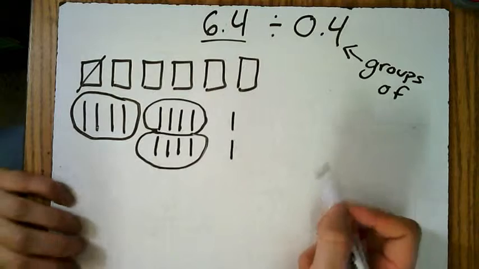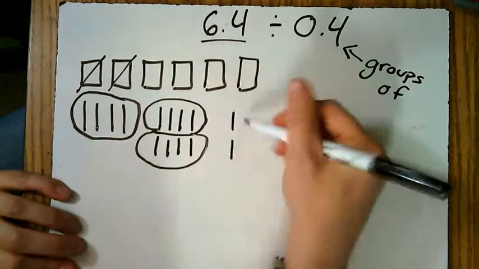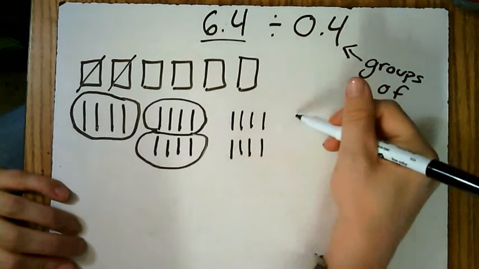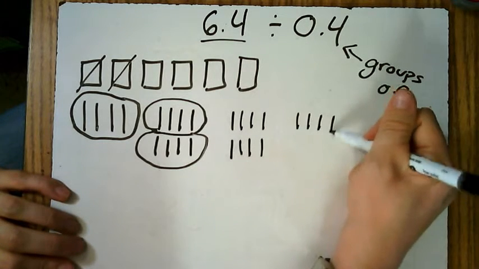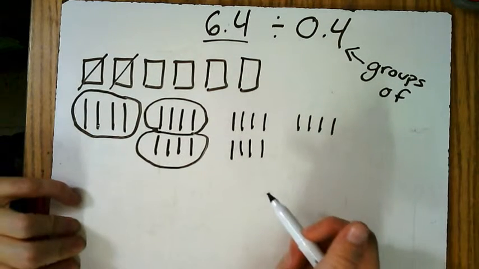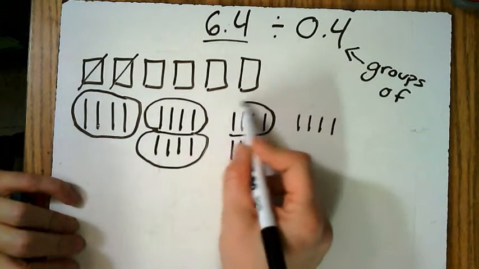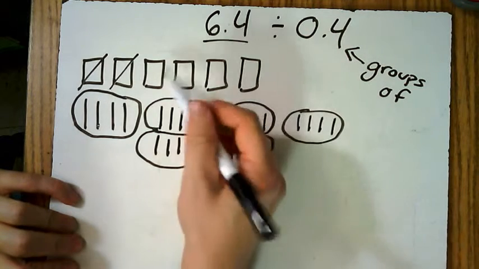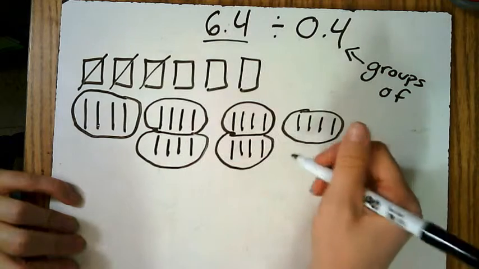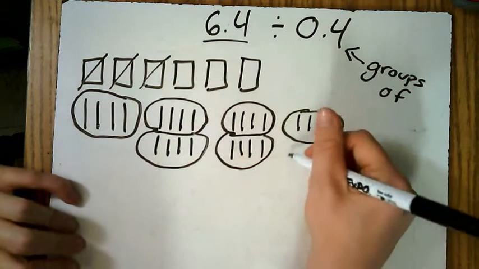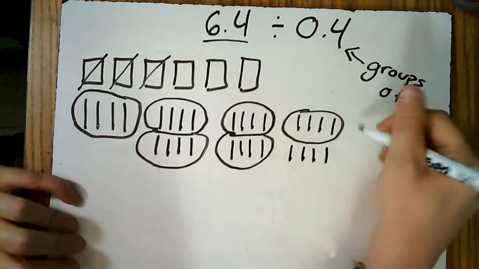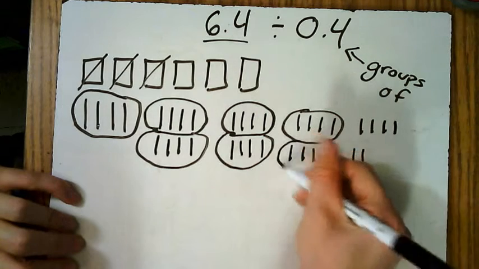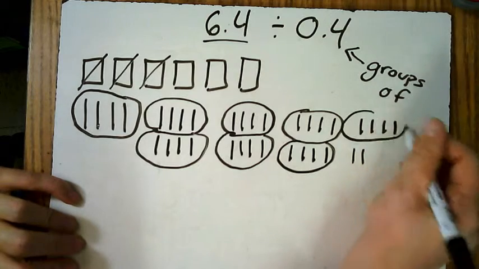So I'm going to do the same thing with my next whole. 1, 2, 3, 4, 5, 6, 7, 8, 9, 10. Oh, that worked out nicely, didn't it? So I have some more groups of 4. All right, let's split up my next whole into 10 tenths. 1, 2, 3, 4, 5, 6, 7, 8, 9, 10. 2 more groups of 4/10.